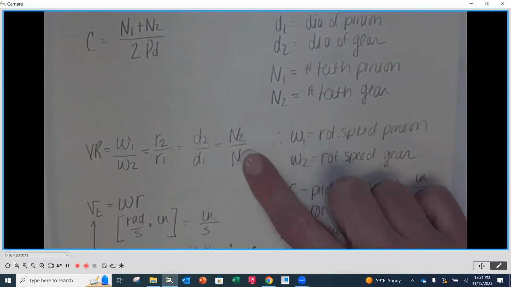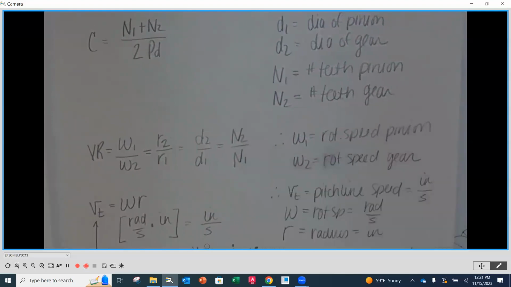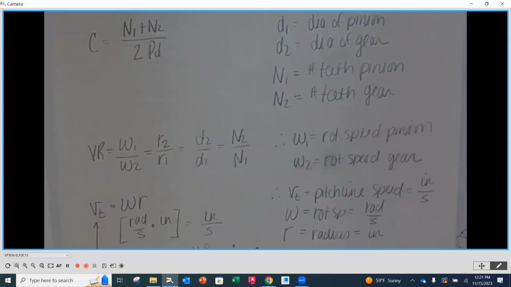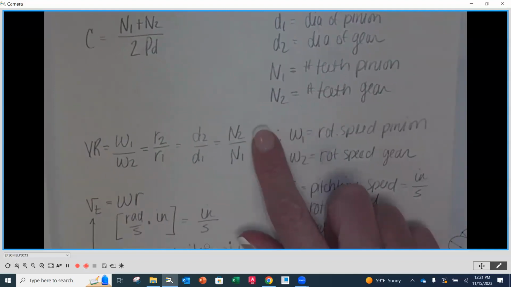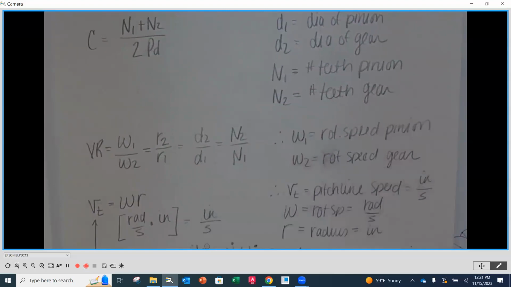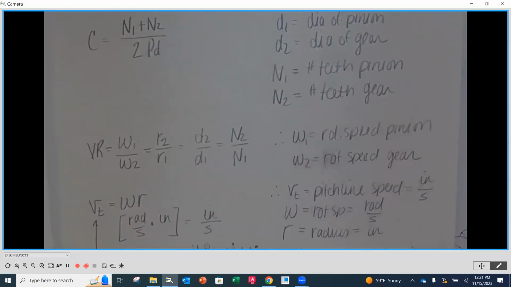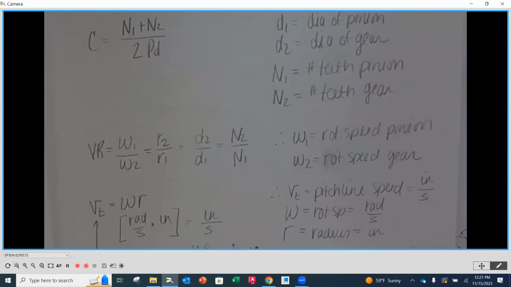So the number of teeth influence the velocity ratio, and that's what that slide says. If I have more teeth on my gear compared to the same size pinion, I'm going to have a larger velocity ratio, meaning that pinion has to go around more times to get that gear to go around just once. Okay.